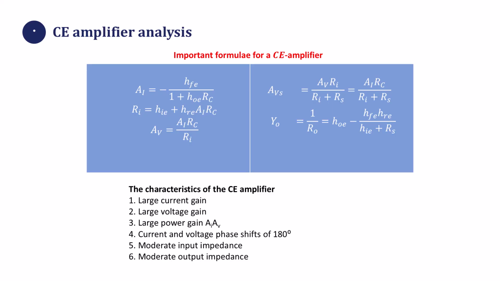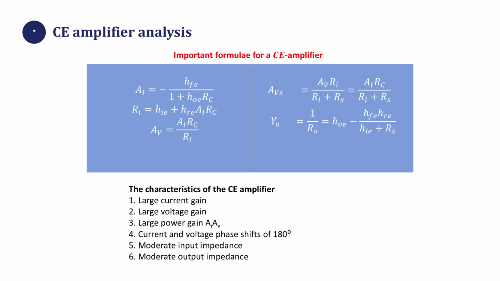Let us put everything together. This slide summarizes the complete set of design formulas for a common emitter amplifier, Ai, Ri and Av on one side and Avs and Yo on the other, everything we derived over the last several slides, now in one place for quick reference.